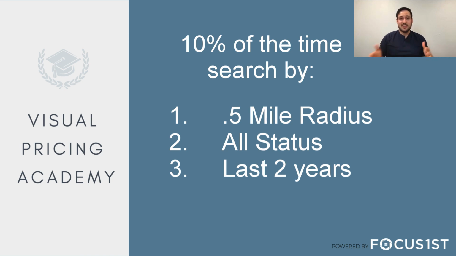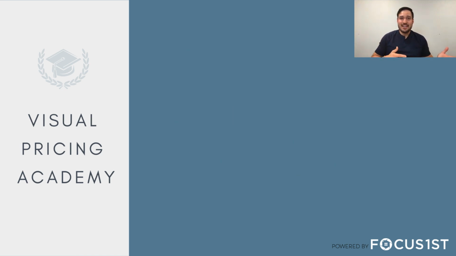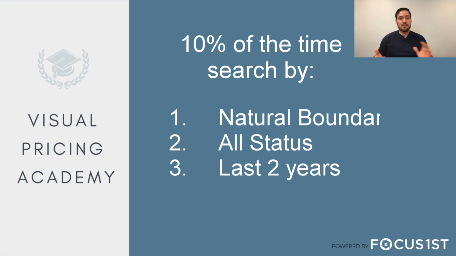Now, the other option to that, which would be another 10% of the time, is we're going to search for natural boundaries. This can be highways, rivers, lakes, busy roads, situations that really clearly delineate the end of an area or kind of a border to an area to find what we can't find in a subdivision. Now we're going to do the same thing with all status in the last 2 years as well.